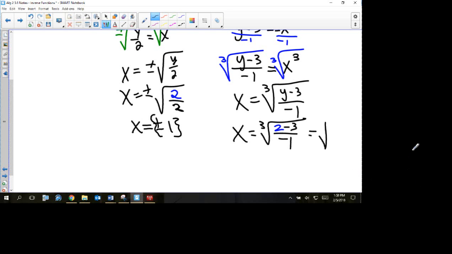And we'll just simplify that. We'll get the cube root of negative 1 over negative 1, which is the cube root of 1, which is 1. So x would be 1. And y is 1.